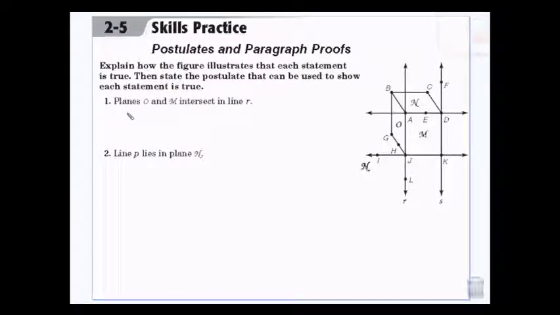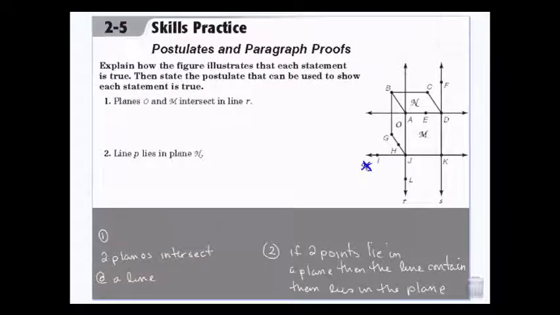Looking at this packet, we're going to look at the picture and see that we can see this. And then we're going to say which postulate makes it true. Okay, so what we have is that planes O and M intersect in line R. Here's plane O. Here's M. And here's their intersection. So we can see that that's true. And the postulate is that 2 planes intersect in a line.